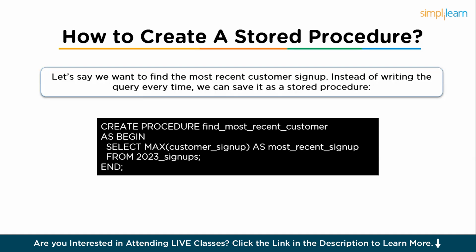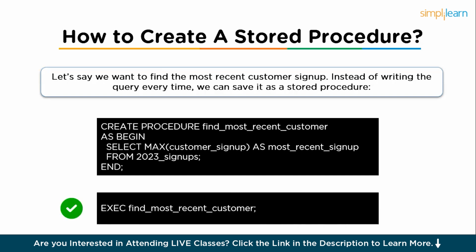First of all, let's say we want to find the most recent customer signup. So instead of writing the query every time, we can save it as a stored procedure. We can write a query like CREATE PROCEDURE FindMostRecentCustomer AS BEGIN SELECT MAX(customer_signup) AS most_recent_signup FROM 2023_signups END. So now whenever we need this query, we simply execute EXEC FindMostRecentCustomer. You don't have to rewrite the SQL, just call the procedure and get the result instantly. So as you can see, just by writing this simple procedure query, we can retrieve all our data.